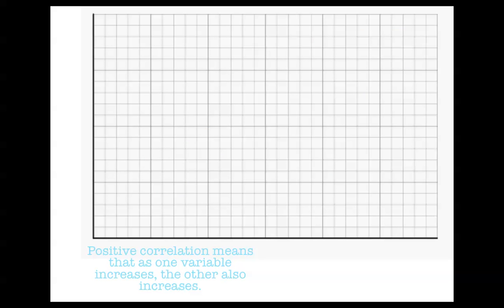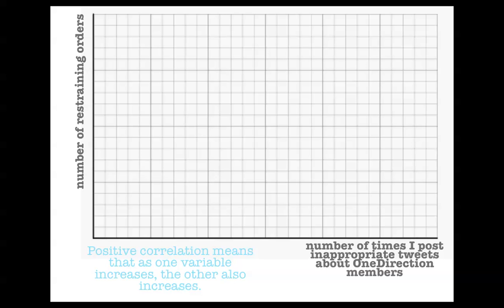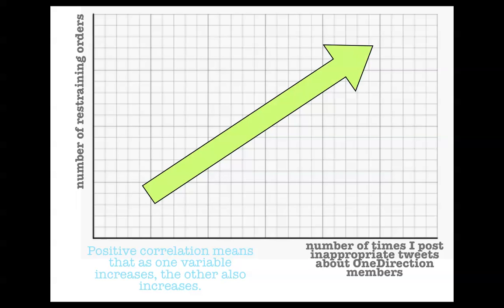Okay, how about this one? The number of times I post inappropriate tweets about One Direction, what? Don't judge. And the number of restraining orders? Well, if you post too many tweets, then you're going to get more restraining orders. I learned that one the hard way. But anyways, this is another example of positive correlation. Okay, they both go up together.